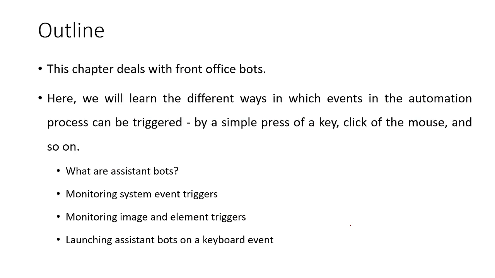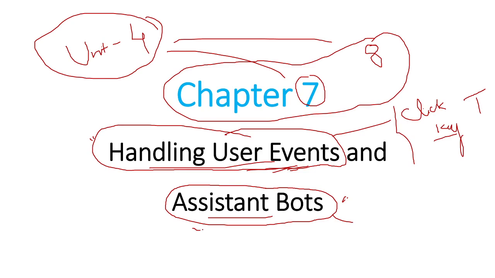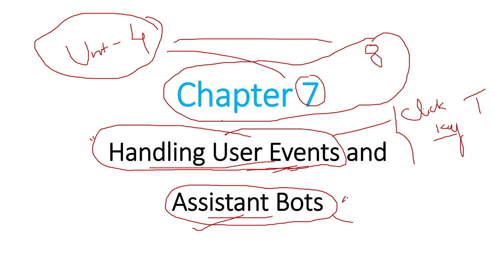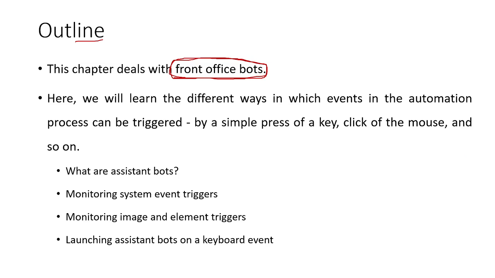So again, the outline of this chapter is here. In this chapter you will learn about assistant bots, which are also called front office bots. Remember, front office bots are also called assistant bots. So don't get confused with the words. Assistant bots are nothing but front office bots, and as I said, you will learn how to handle different user events, right? So that's what the author is telling here.